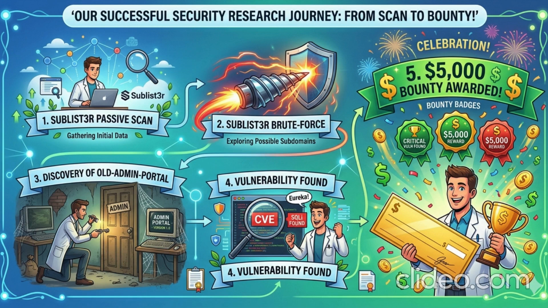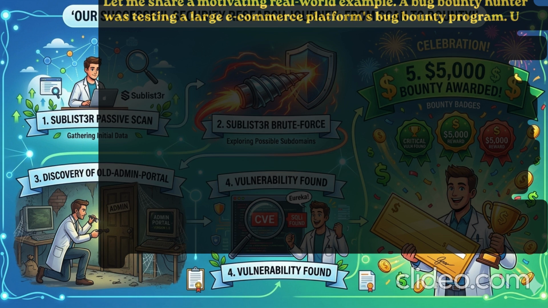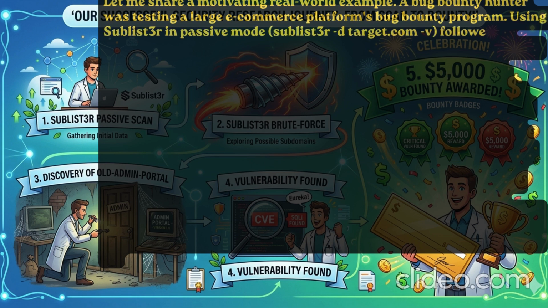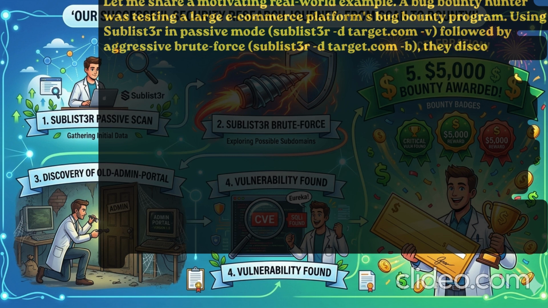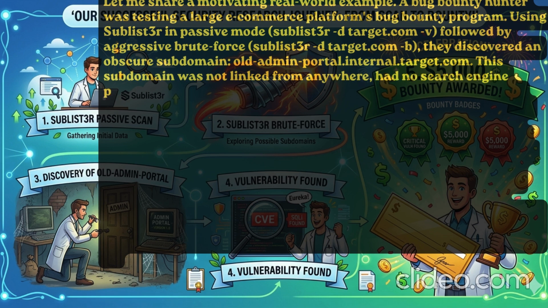motivating real-world example. A bug bounty hunter was testing a large e-commerce platform's bug bounty program using Sublist3r in passive mode, like sublist3r -d target.com, followed by aggressive brute force with -b. They discovered an obscure subdomain, oldadminportal.internal.target.com. This subdomain was not linked from anywhere, had no search engine presence, and was completely unknown to the security team.